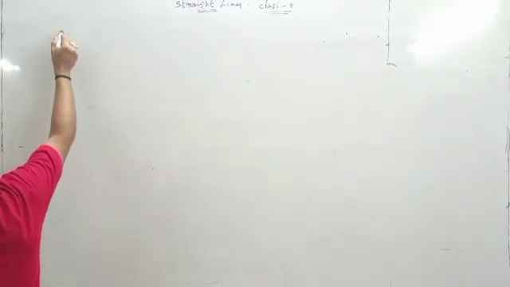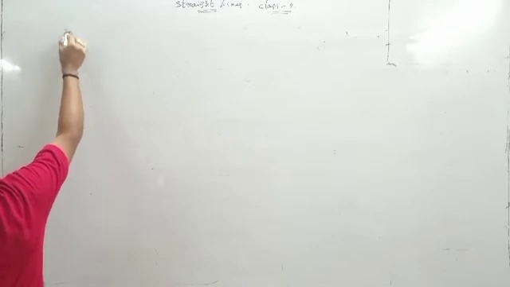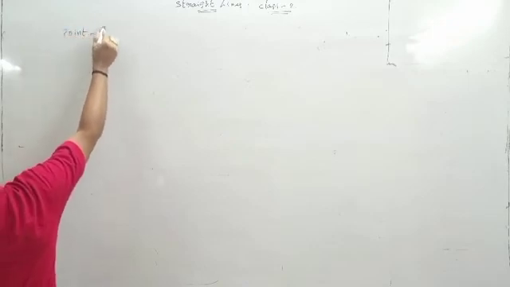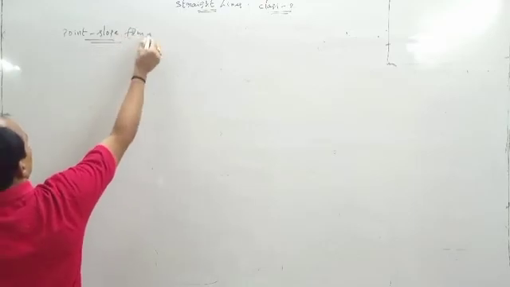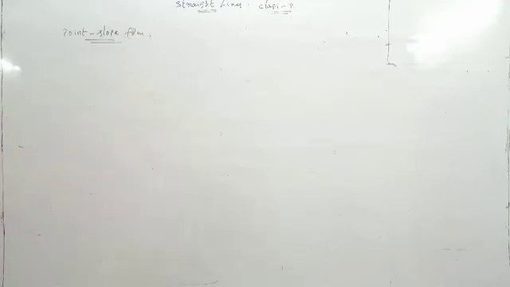Equation of line, this is point slope form. Point slope form. Point slope form. This is one of the important.